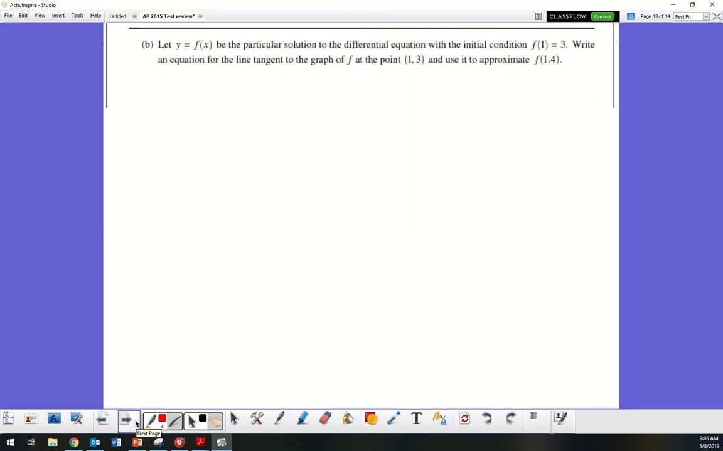Alright, B says, let y equals f of x be the particular solution of the differential equation with the initial condition of f of 1 equals 3. Write an equation for the line tangent to the graph of f at the point (1, 3) and use it to approximate f(1.4).